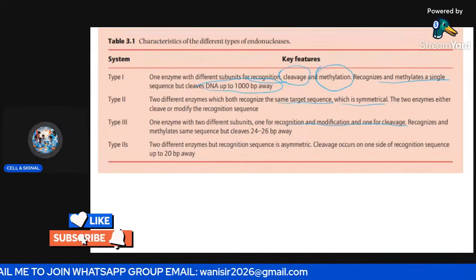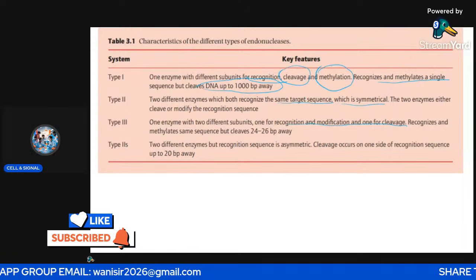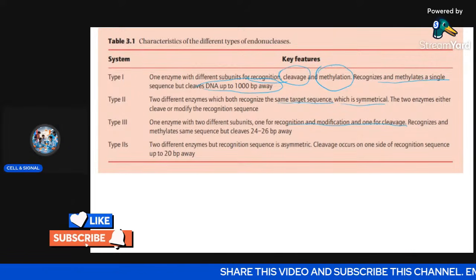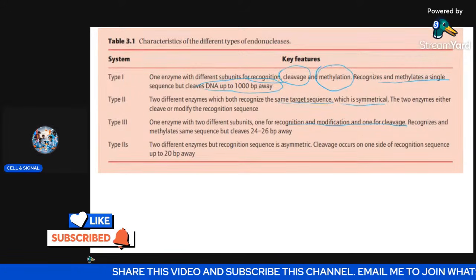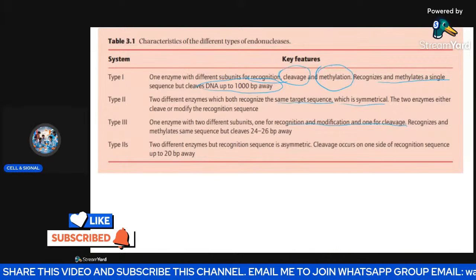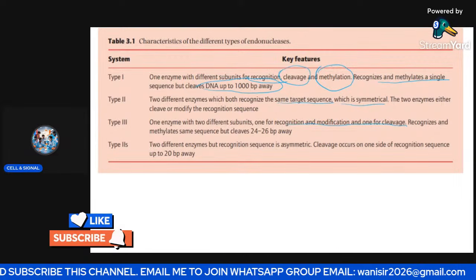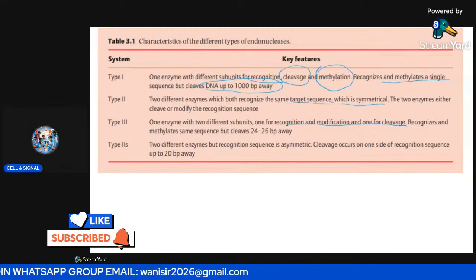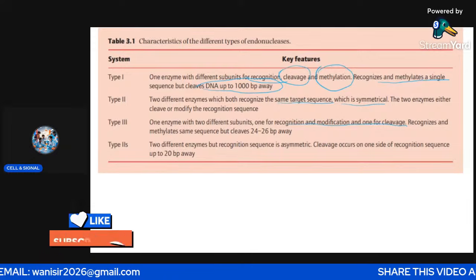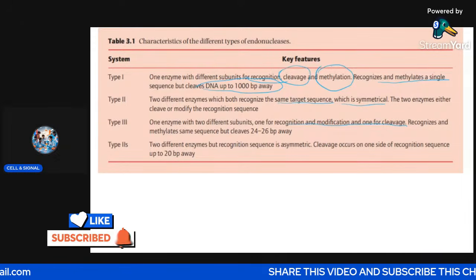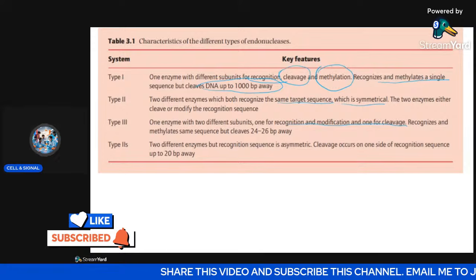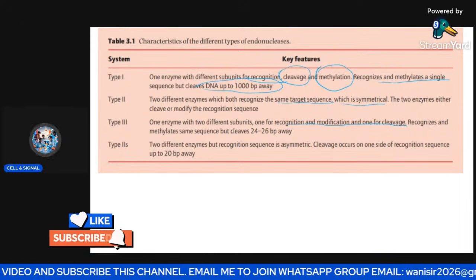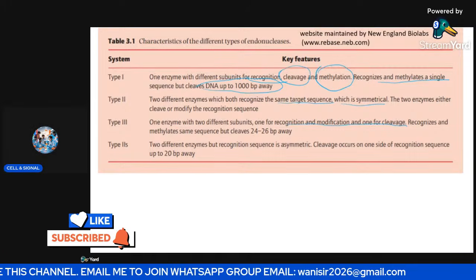It has two different subunits. This enzyme has two different enzymes which recognize the same target, which is symmetrical. And this type second recognizes the same asymmetric sequence. They are two different enzymes, but the recognition sequence is asymmetric. Type second recognizes symmetric, and second S recognizes asymmetric, and cleavage occurs on one side of the recognition sequence up to 20 base pairs.